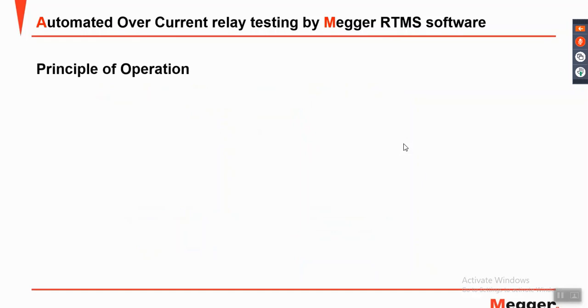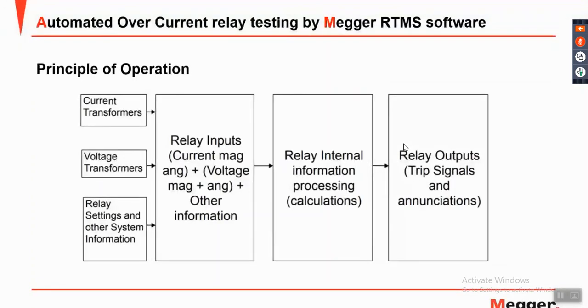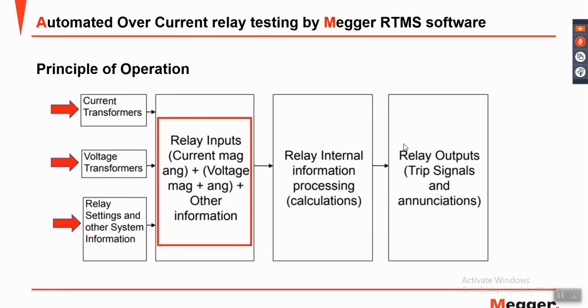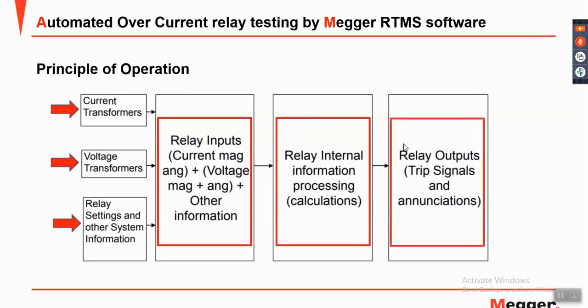So the principle of operation, from what we have just spoken about very fast, is that we have a current transformer, and this will give me the information to my relay. And of course, if I have a direction, then I have the voltage transformer. And then we have a setting in the relay, the set value. Then the relay will do the calculation internally, and after processing the calculation, if there is some problem, it will generate an output to do the trip.